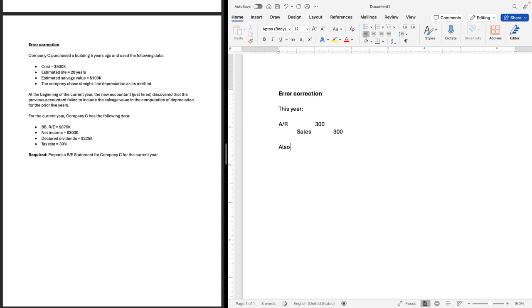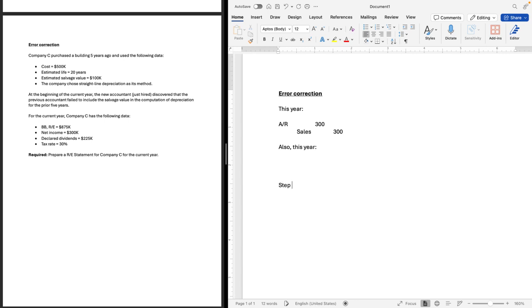Now, also this year, you find out about it. Maybe it's a couple of months later, a couple of days later, it doesn't matter. At some point within the same year, you figure out what had happened. Now, when I do error corrections, I basically do them in 3 steps.